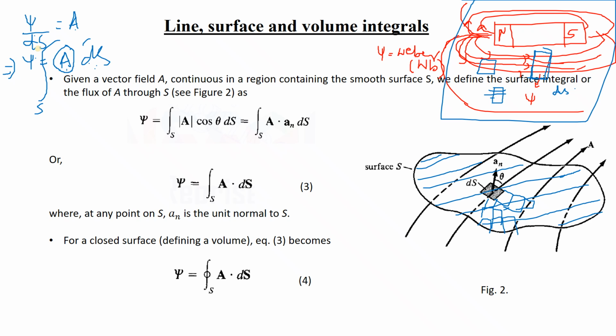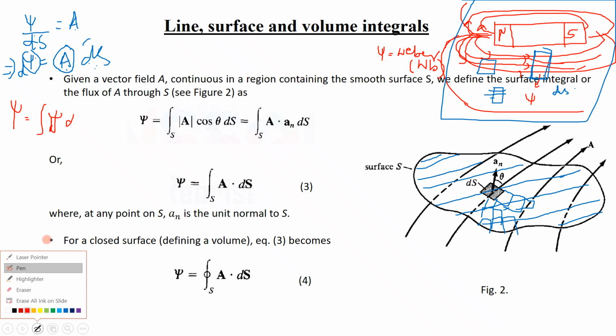So the total A which we have got is constant. This is the flux density. But the flux which we are getting is actually d phi or d psi, because we are getting this flux only for this small amount of area. If you want to calculate the total flux, then the total flux will be the integration of d psi.